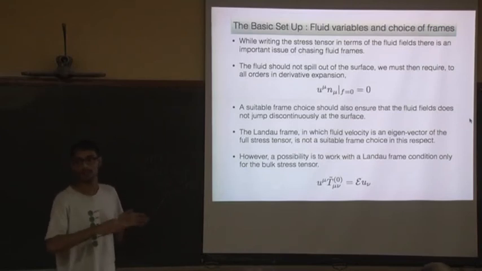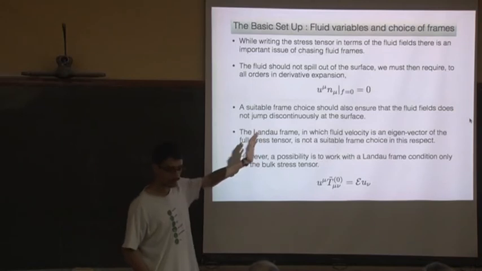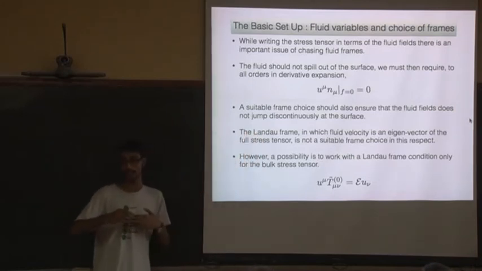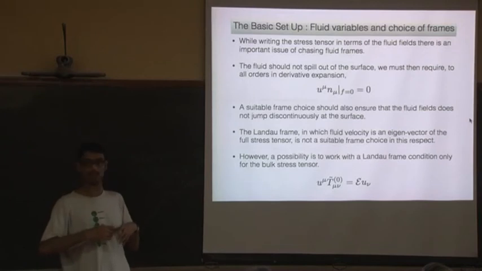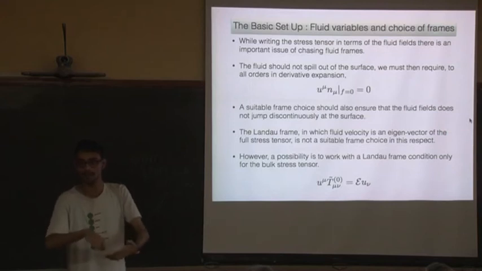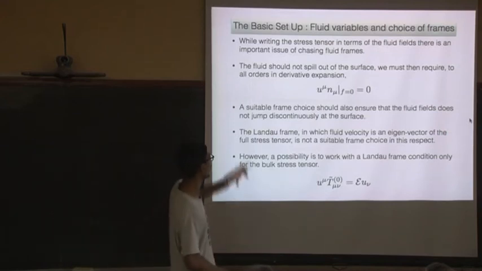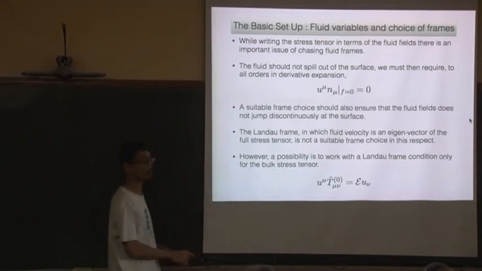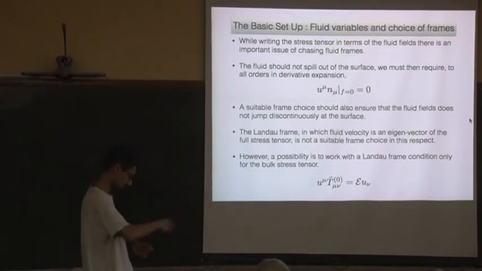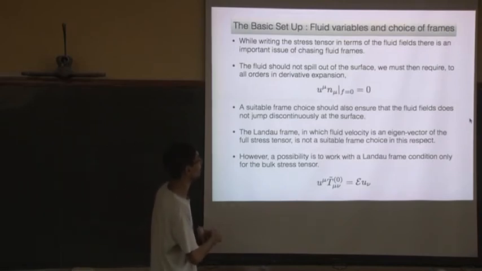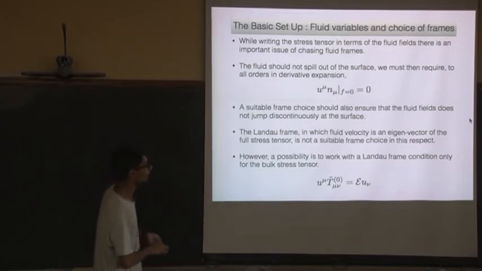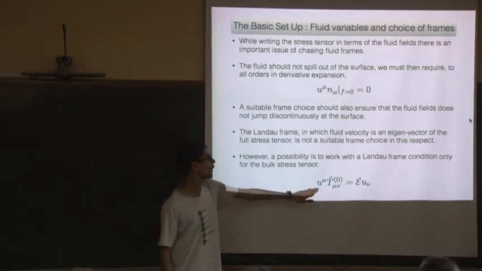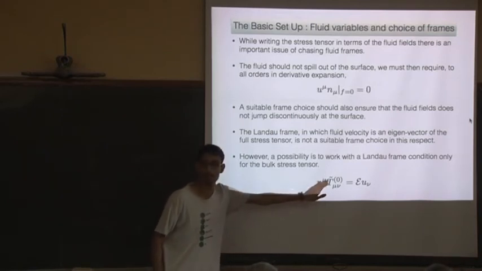Also, I want the fluid variables to be continuous. If I take the bulk fluid velocity, at the surface it should not jump. So there should be continuity in those velocities. So the Landau frame for the full stress tensor will not be a good choice, because that will not allow the velocity to be continuous.